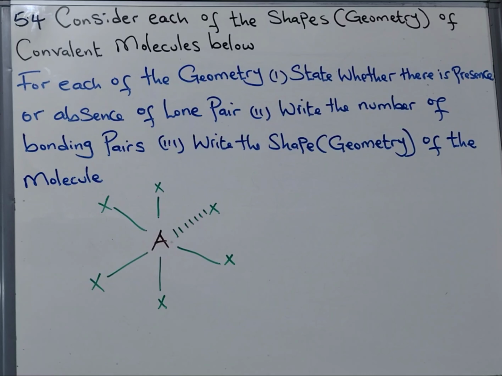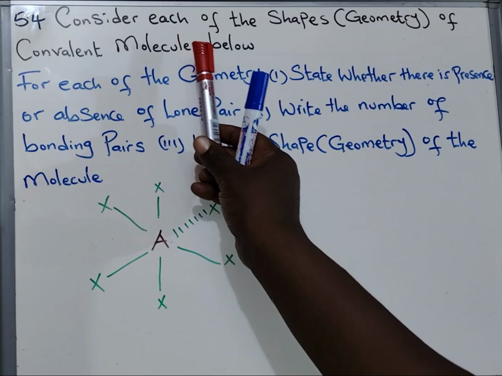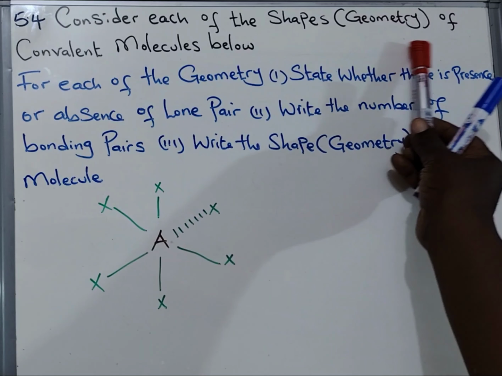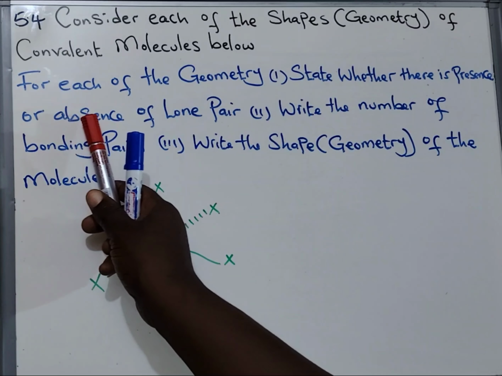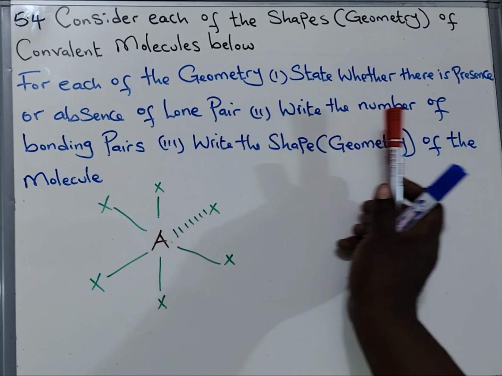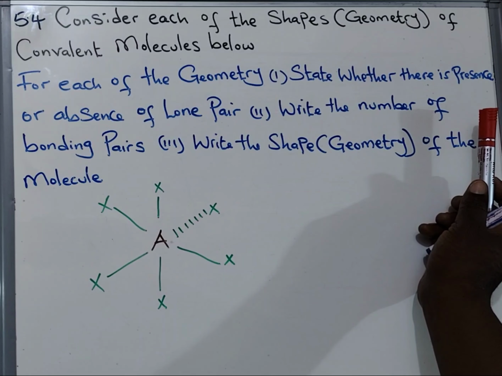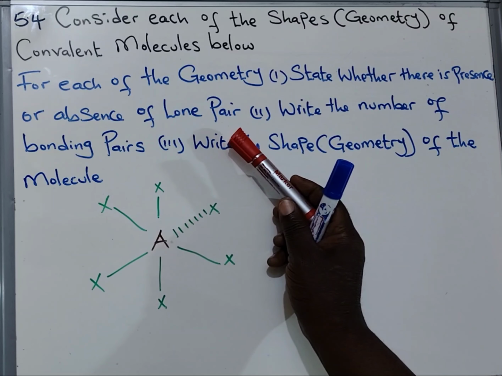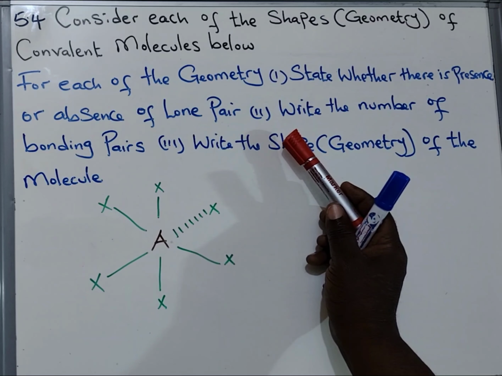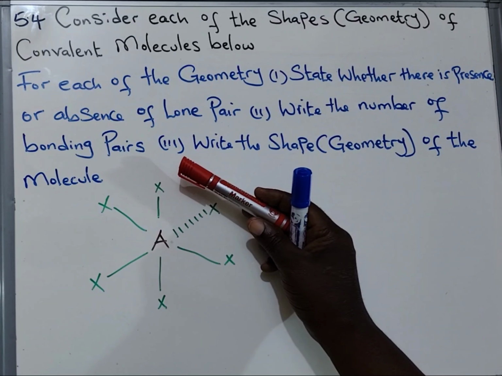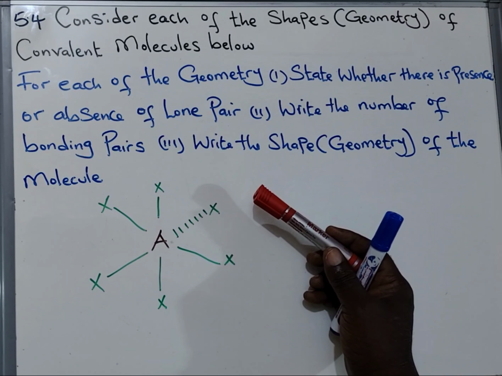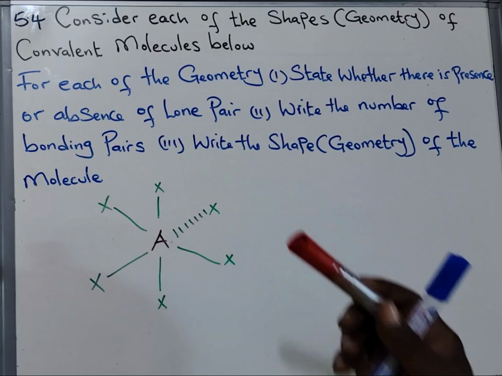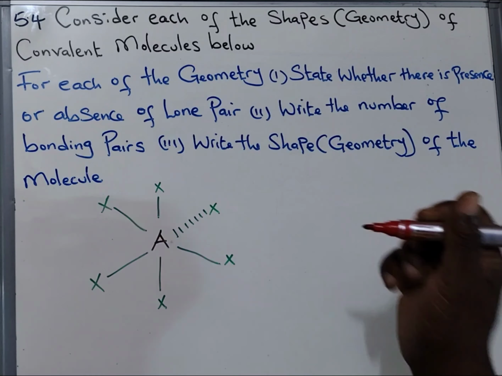Then we come to this question. It says: consider each of the shapes or geometries of covalent molecules below. For each of the geometries, 1, state whether there is presence or absence of lone pair. 2, write the number of bonding pairs. 3, write the shape or geometry of the molecule. Let us start with 1.